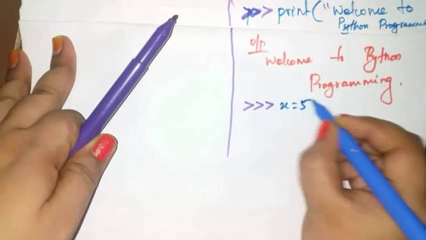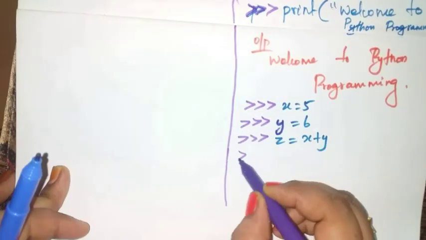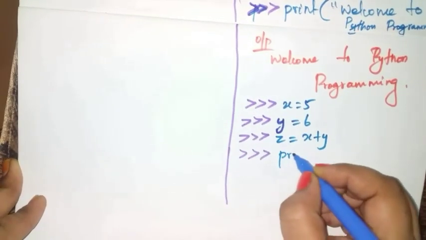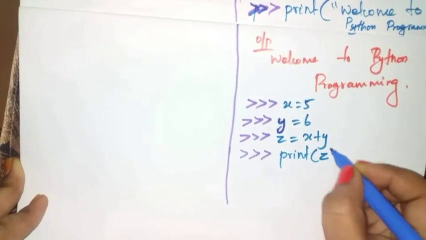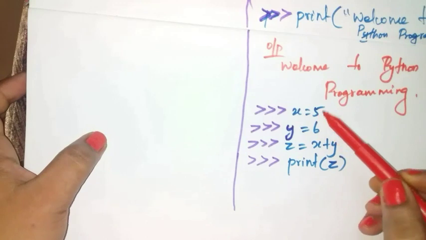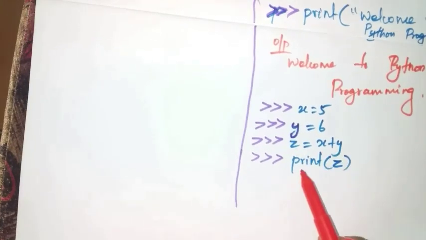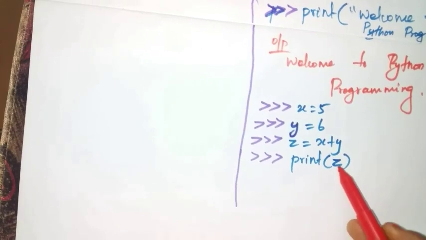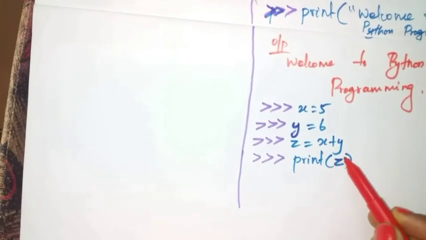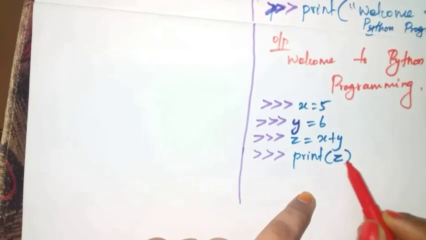x equal to 5, y equal to 6, z equal to x plus y, and then print z. So what is the output of this code? The x value is given, the y value is given, z equal to x plus y, print z. Here double quotes is not given. Okay, so this z is called a variable. Here it prints the value of z.